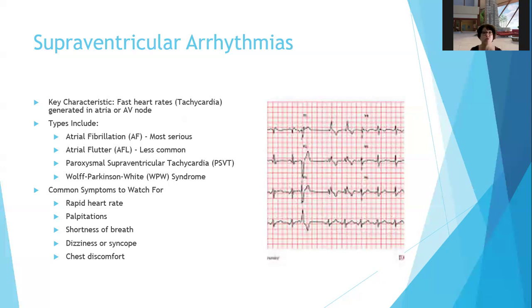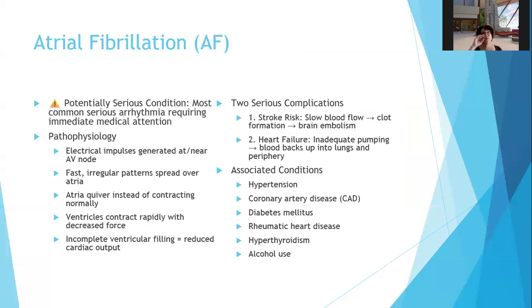Common symptoms to watch for with any of these arrhythmias are a rapid heart rate or tachycardia, palpitations, which the person will report to you, shortness of breath, dizziness or fainting, syncope, or chest discomfort. So just know that without normal contraction in the atria, the ventricles fail to fill, so less blood gets pumped out to the heart, and that's what causes the shortness of breath and the dizziness, and probably the chest discomfort too. And that's the thing that leads to other issues.